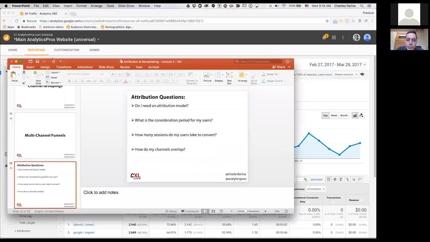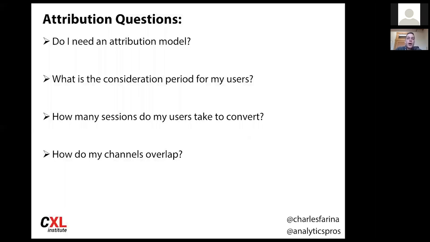I put these in the Facebook group yesterday to get you guys thinking about a few of these. But questions that you should be able to answer simply by attending our lecture today: one, do you need to be thinking about or having a discussion about attribution? Two, what is the consideration period for my users? Meaning, how long does it take them to buy from when they first know or visit my website? Three, how many sessions does it take my users to convert? Do they convert in 1 visit, 5 visits, 10 visits? Because that's gonna give you a very different picture of attribution and reporting. And four, how can we start to answer questions about how my channels overlap, how they work together, maybe where there's gaps, different ways for optimization.